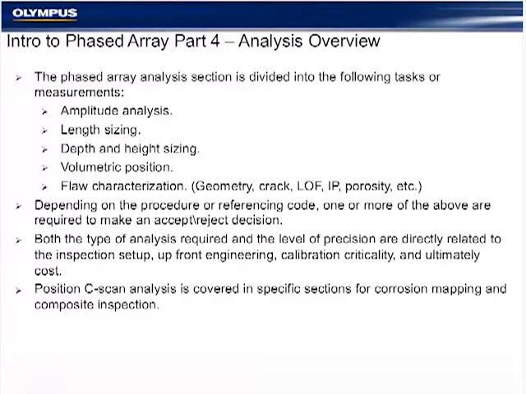In the 5 groups, we start with the most obvious, the amplitude analysis, and length sizing, which is very different and has a whole unique set of benefits and compromises depending on the pipe or plate, probe frequency, curved or radius, various things that we'll talk about. Then depth and height sizing, which can be done similarly from manual UT as it is in the automated inspections.